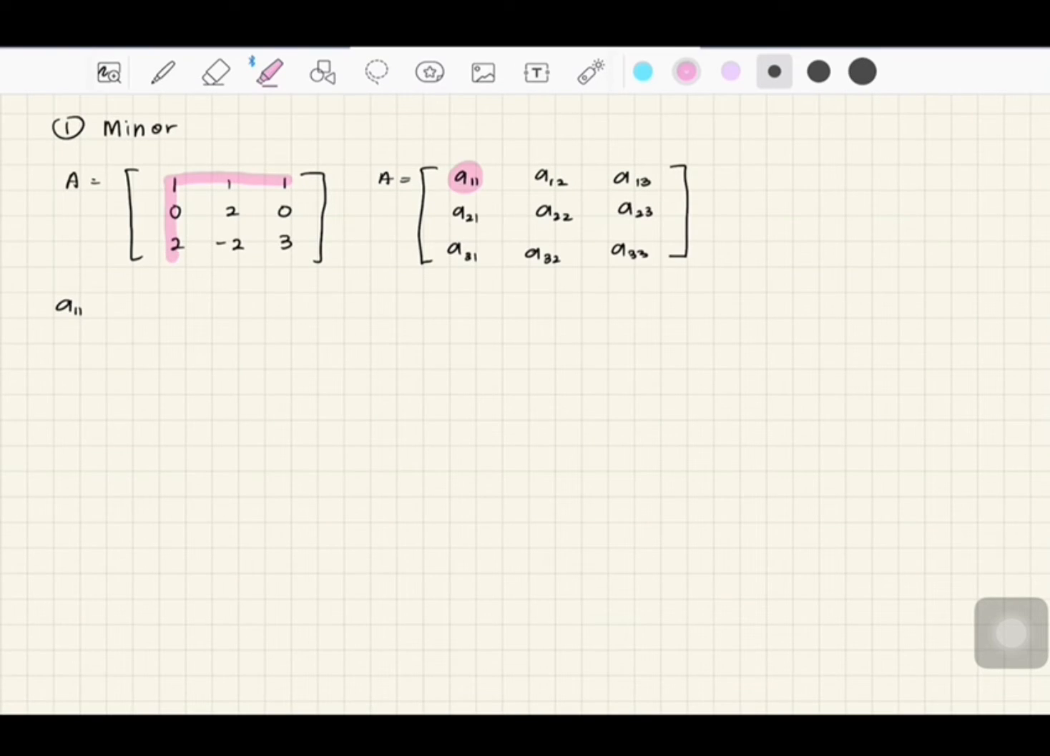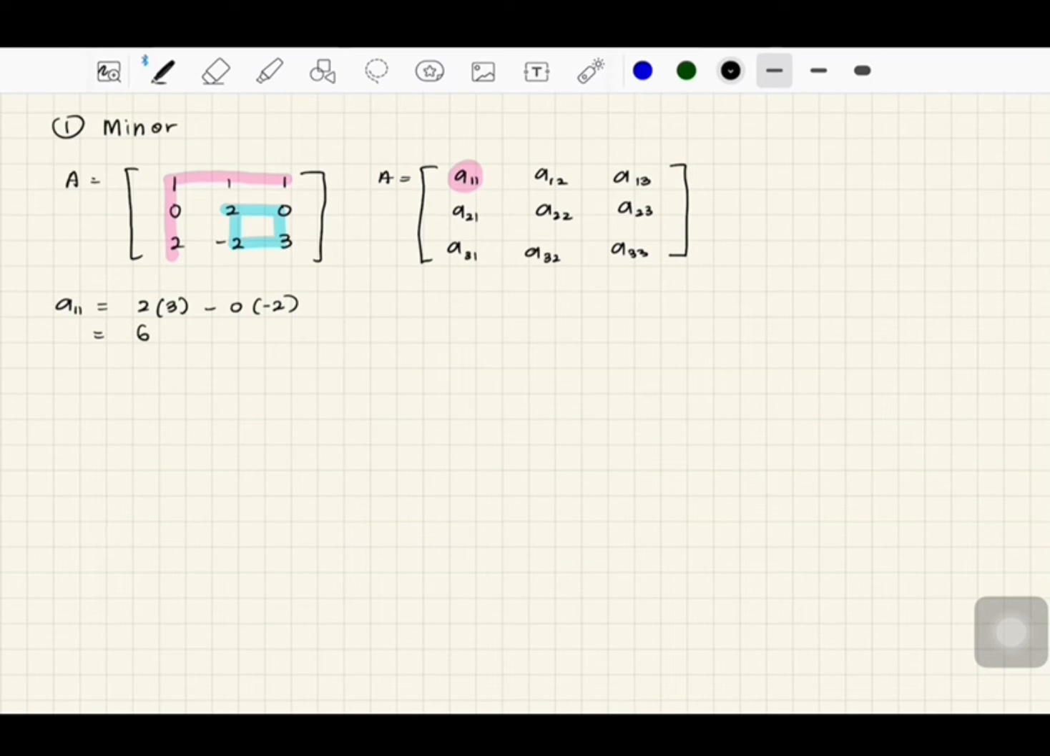So to find the minor at the A11 element, we must consider that we are not looking at the elements at row 1 and column 1, which are highlighted in pink, but we are now just focusing on the elements highlighted in blue. Using the same concept, AD minus BC, we are now doing 2 times 3, which is A times D, and also minus B times C, which is minus 0 times negative 2. And the answer that we will get is 6.